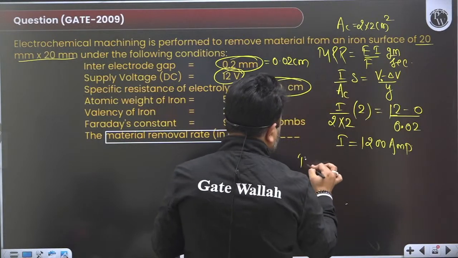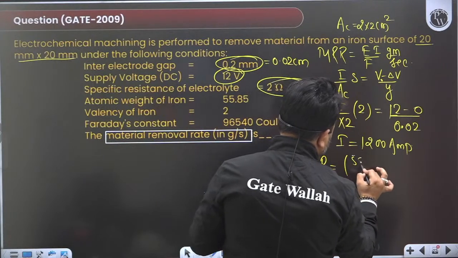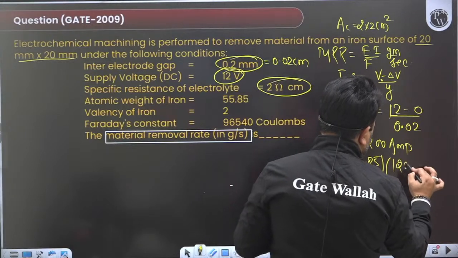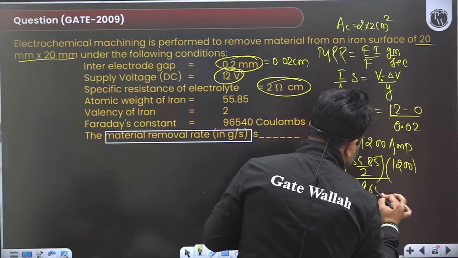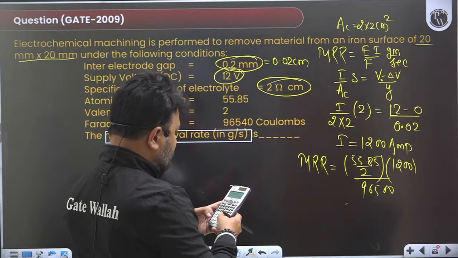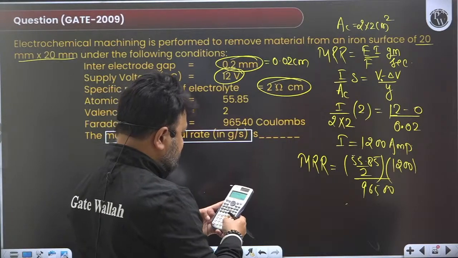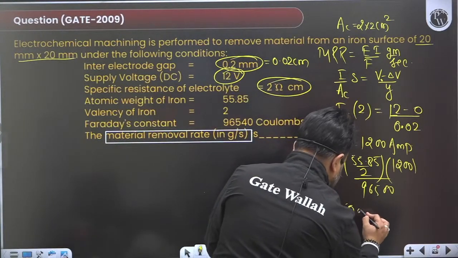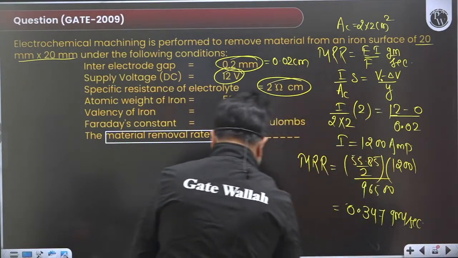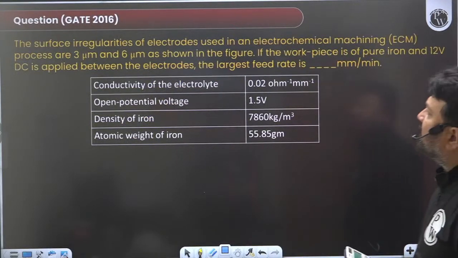Now put here material removal rate, that is E, atomic weight 55.85 divided by 2, into I, that is 1200, divided by 96500. So 55.85 divided by 2 into 1200, answer divided by 96500. So here comes the MRR, 0.347 gram per second.